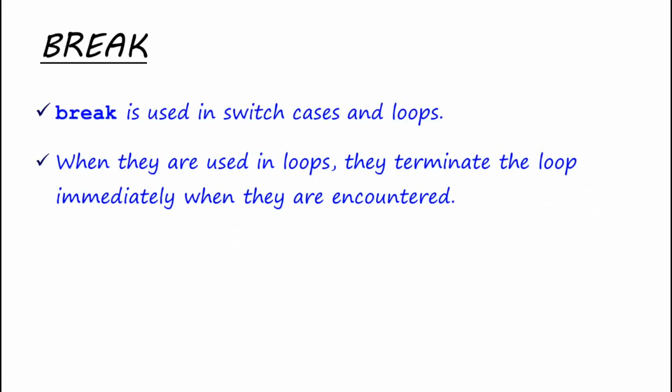As you know, break is used in both switch cases as well as in loops. We have seen how they are used in switch cases. Now, in this example, we'll see how they're used in a for loop, and in a similar way they are used in other types of loops. When they are used in loops, they terminate the loop immediately, then and there, when they are encountered. Let's see it by an example.